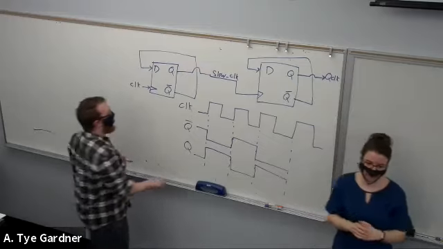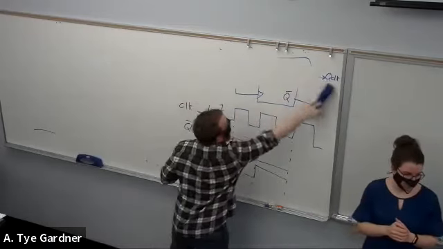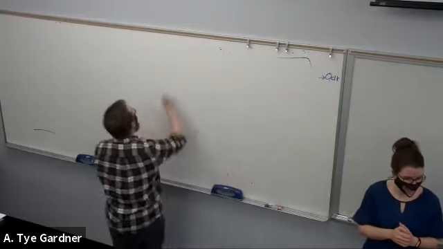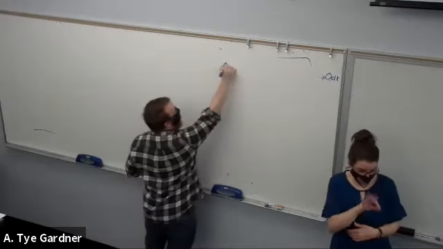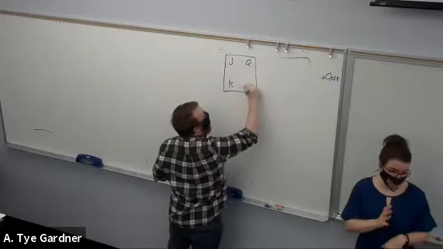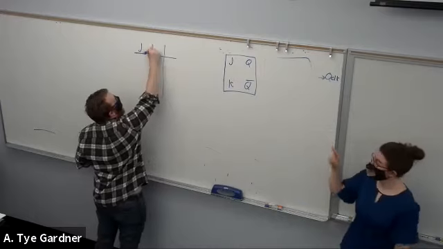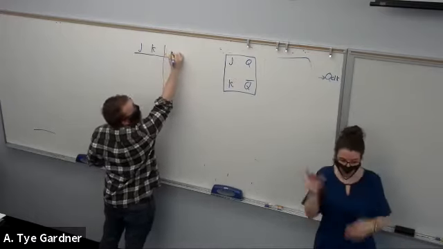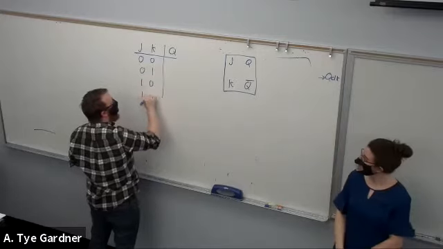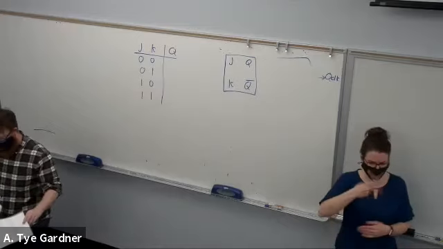JK flip-flops. So a JK flip-flop is going to look like this, and has an associated truth table as follows. We'll call this Q. I don't want to flip. Sometimes I flip J and K, so I want to make sure I don't do that.